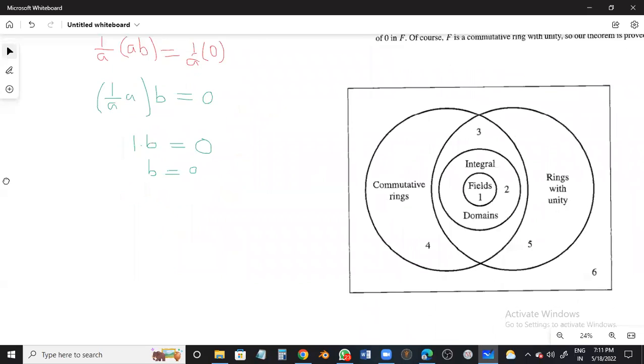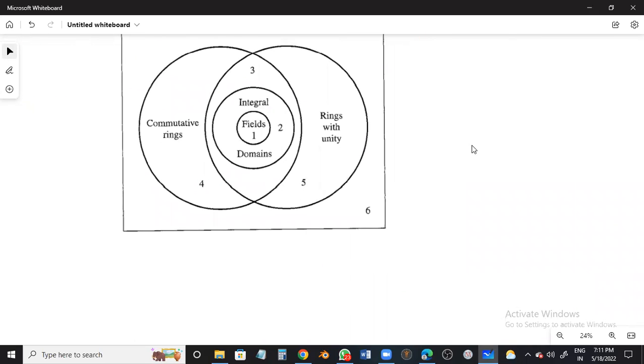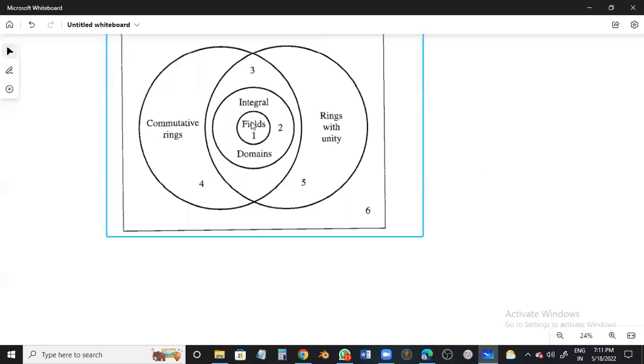So I feel you followed the fact. This figure is a very, very important figure for us. What it indicates? Every field is an integral domain. Field is a subset of the set of integral domains. So every field is an integral domain. Okay.